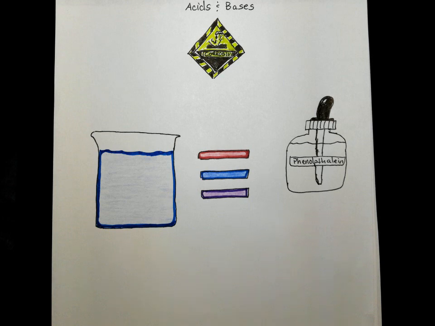Hello everybody, welcome back to chemistry. Today we're starting our acid-base unit. So today we're going to be talking about acids and bases. For the most part, we're going to be looking at characteristics of acids and bases. Now let's go ahead and get this started.